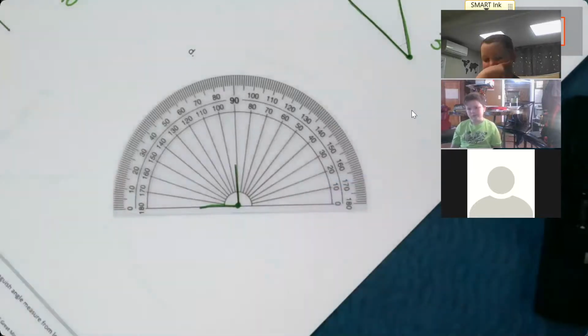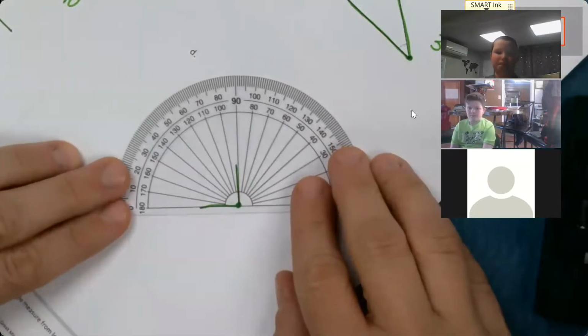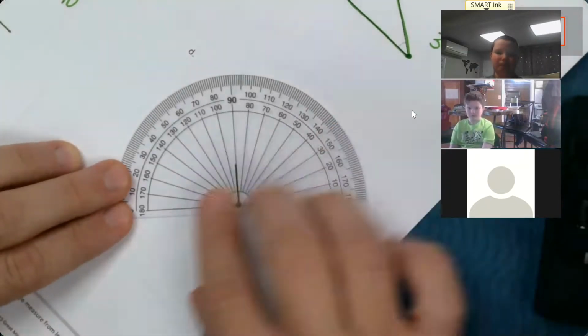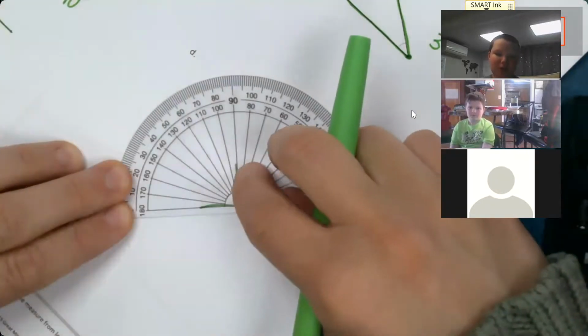Now we're lined up with 0. Now, Soren, am I using the bottom numbers or the top numbers? The top numbers. Why is that? Because the point that is going left is like the main line. And we need to start with what number when we measure? 0. Yep. So Soren, if you follow my angle the whole way from 0 to where my other side is, what does angle D measure?